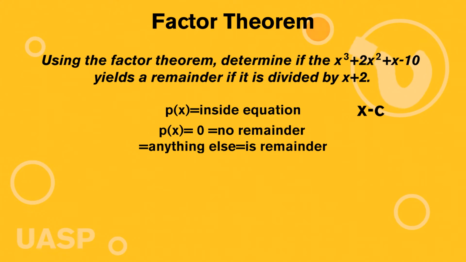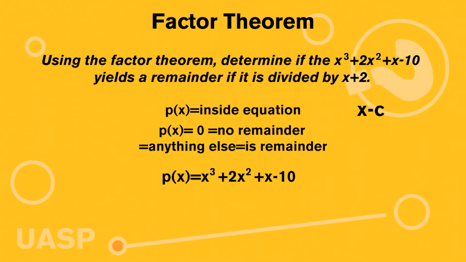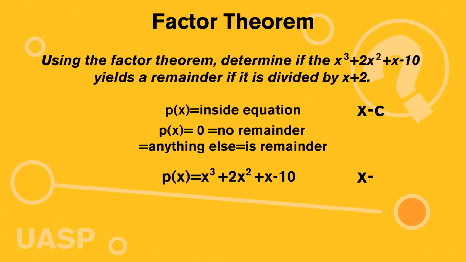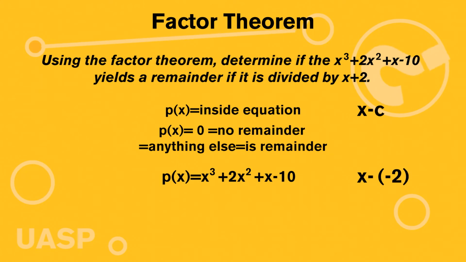So when we look at the question they give us, we know our p of x is going to equal x cubed plus 2x squared plus x minus 10. And our x minus c looks like x minus and then our c, which is a positive 2, so we have x plus 2. But what we have in the formula is x minus c. So what we need to realize is that c actually equals negative 2, because if you multiply a negative by a negative, you get a positive. So really you get x plus 2, which is what we're dividing by, but what we need c to be is a negative 2 for it to fit into the equation.